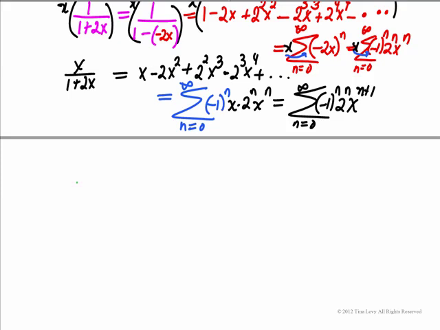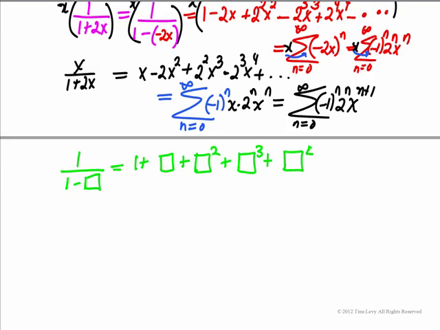What we have is this one result: the function 1 over 1 minus box, if we think of it as this infinite power series, we'll be able to substitute different expressions in the box, and that's going to give us the series for simple rational functions. So we're going to use this. This is what we use for all our problems.